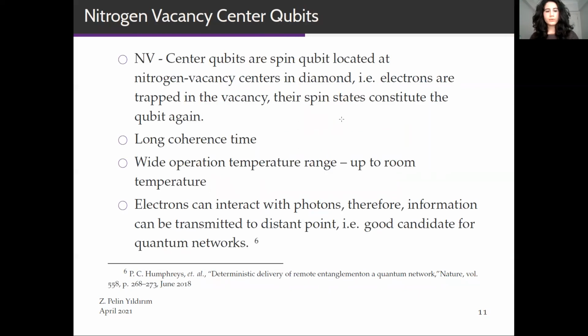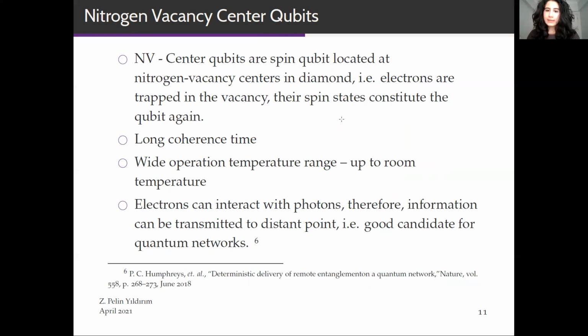Now let us move on to the Nitrogen-Vacancy center qubits. NV center qubits are very similar to spin qubits. Instead of spin qubits in semiconductor, now we have NV centers in diamond, meaning that our electron is in the vacancy of the diamond. Two advantages of this qubit are that it can operate even at room temperature, and it has long coherence time.